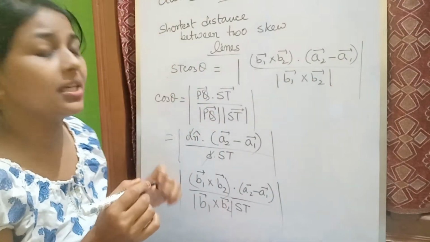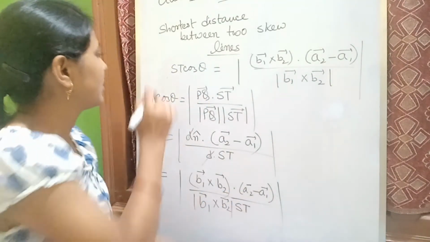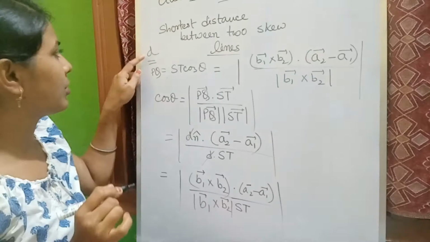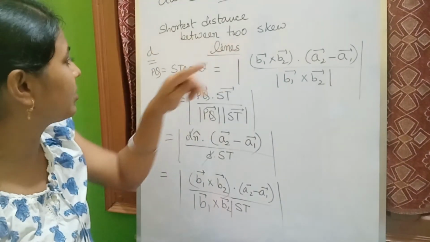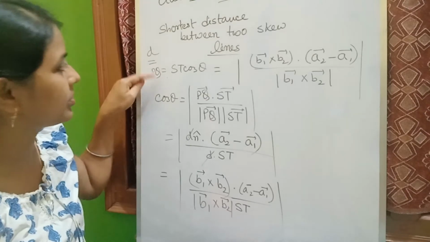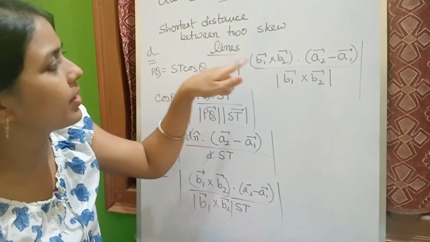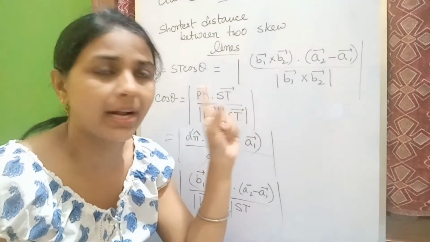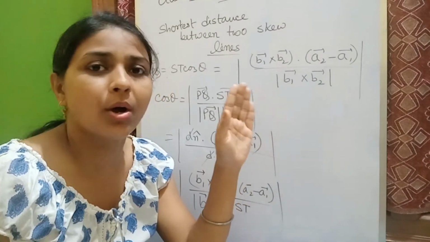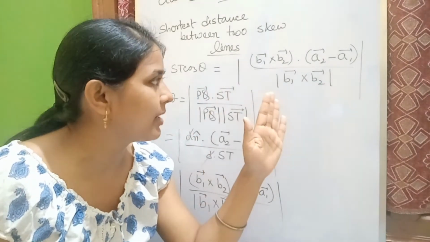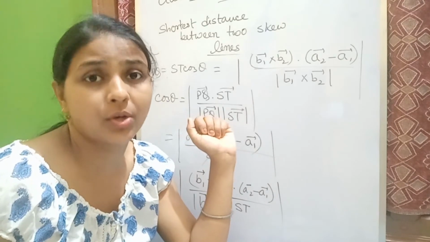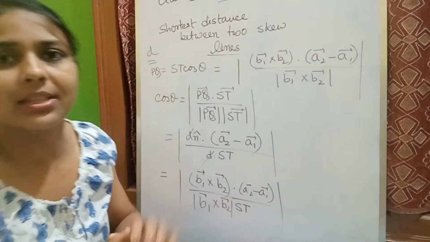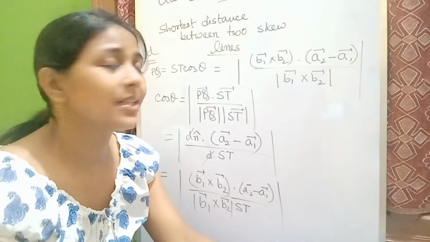Now ST cos theta means PQ, and that means D. So the shortest distance between two skew lines is D, that is PQ, that is ST cos theta, and that equals B1 vector cross B2 vector dot product of A2 vector minus A1 vector, divided by the modulus of the cross product. And this is the formula. D equals this. That's the formula of shortest distance.